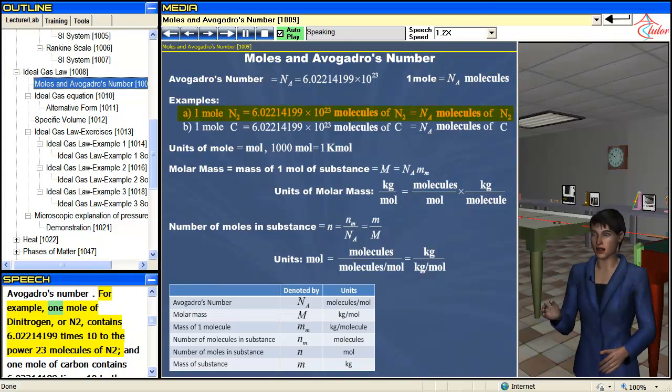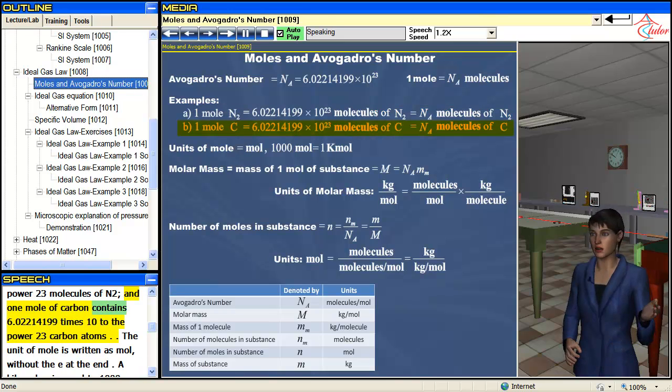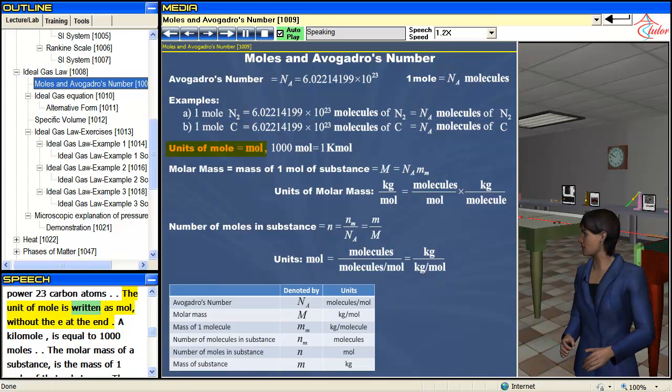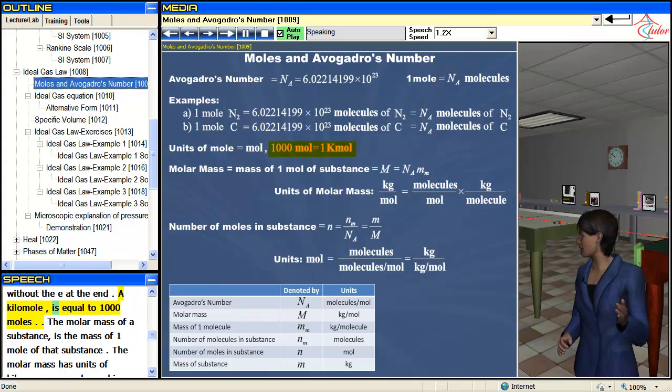For example, 1 mole of dinitrogen, or N2, contains 6.02214199 times 10 to the power 23 molecules of N2, and 1 mole of carbon contains 6.02214199 times 10 to the power 23 carbon atoms. The unit of mole is written as mol without the e at the end. The kilomole is equal to 1000 moles.